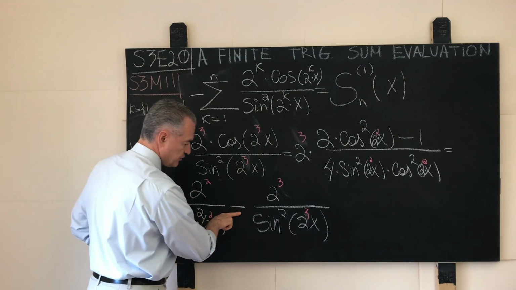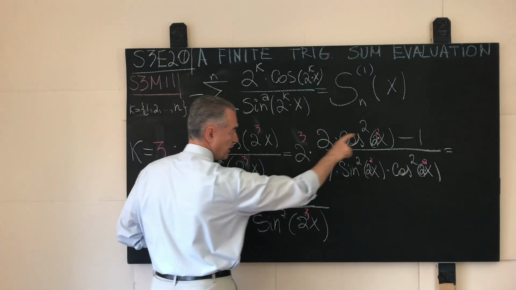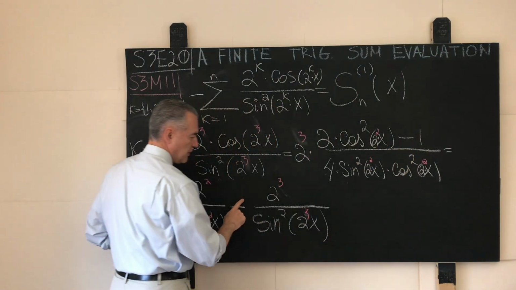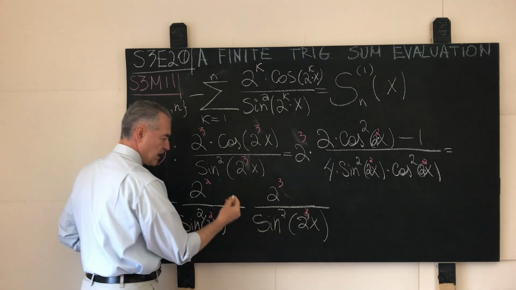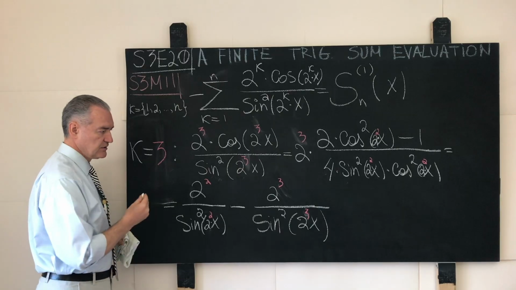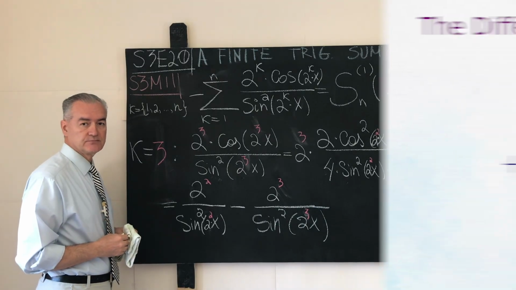And what will we have for the second term? It will be minus. Well, here we have 2 raised to the third power. This is this minus 1, minus 8 over sine squared of 8x. And by now it is evident what exactly is going on with this differentiated sum.